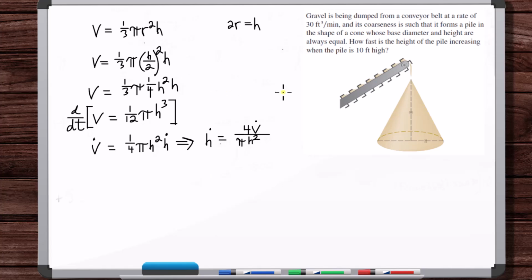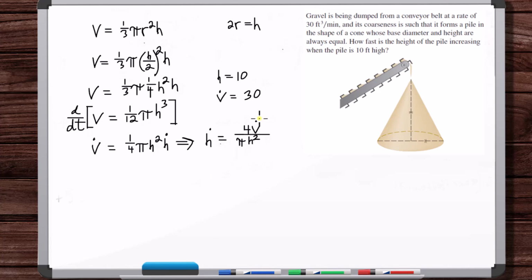So h is going to be what? We're solving for when h is 10. Based on this formula, it's just another geometry formula, h couldn't be negative. Volume could be negative or positive, well, it can't unless they're pulling gravel out. But the volume flow rate, the V dot, is positive here. That's what the problem tells us.